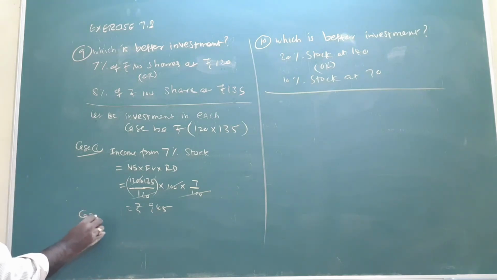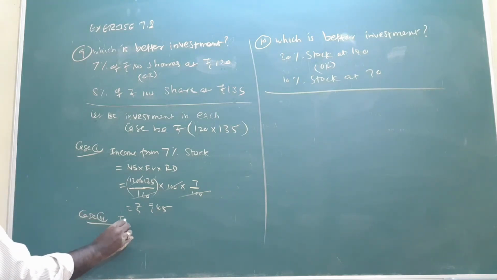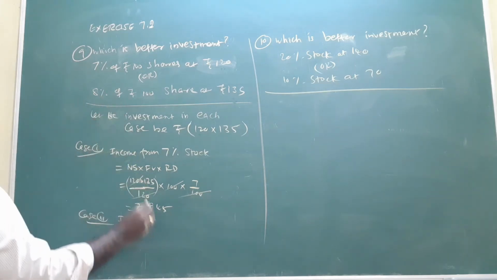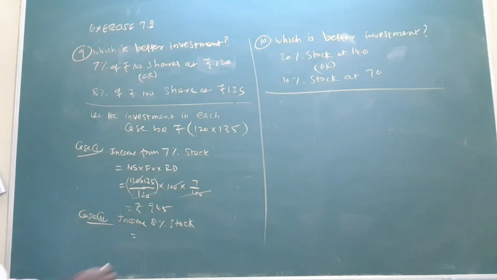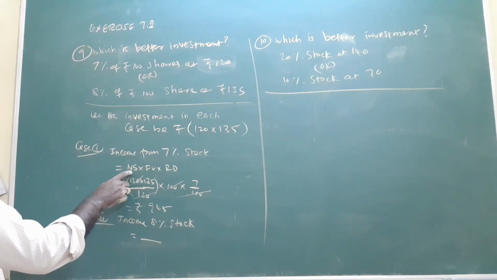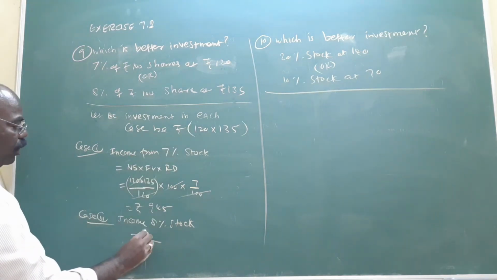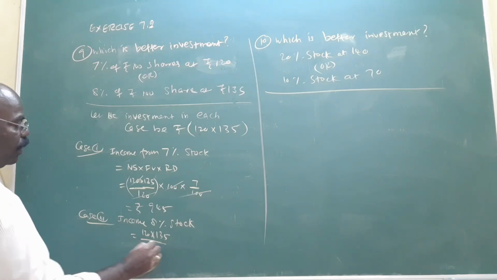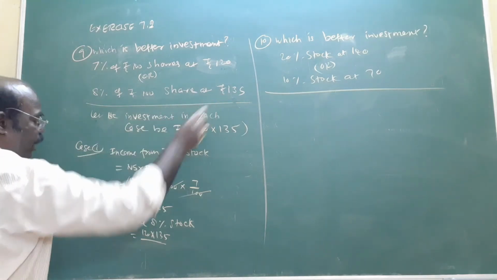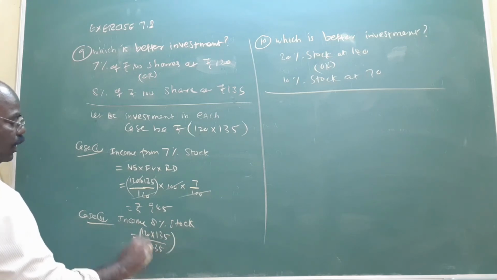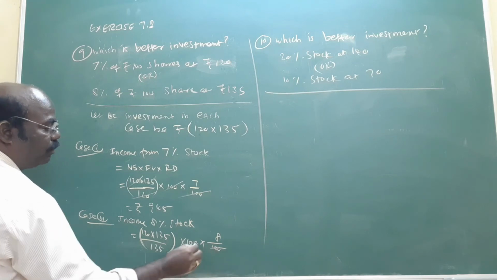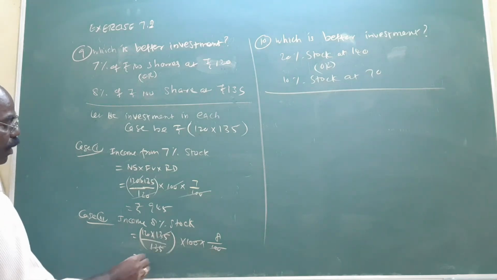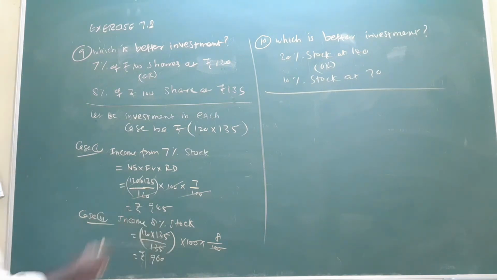Second case, the same thing. Income from the next one, 8% stock. The same formula, equal to number of shares: money invested, the same 120 into 135, divided by the market value, which is here 135. Face value is always 100. 8% is 8 by 100. Cancel. Now multiply 120 into 80. That is rupees 960.